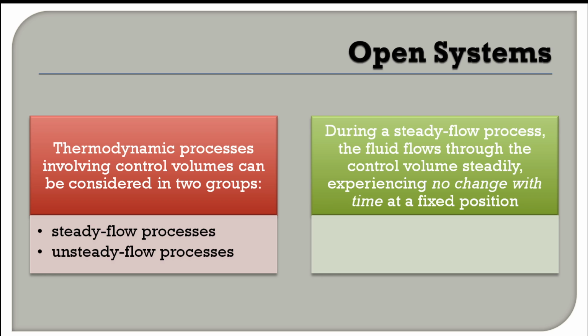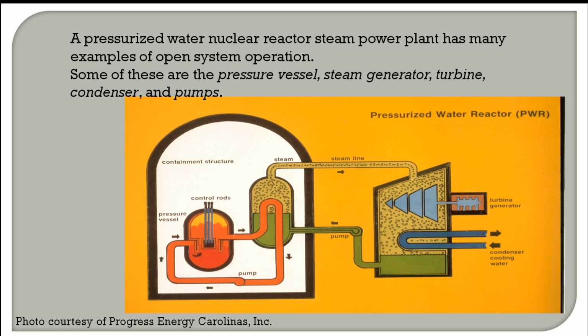During the steady flow process, in any case there will be flow of mass. Flow means there will be some mass entering across the system boundary into the system or out of the system. The fluid flows through the control volume steadily, that is constant with respect to time. No change with time at a fixed position. At a particular position with respect to the system, the property of the fluid flow will not change with respect to time.